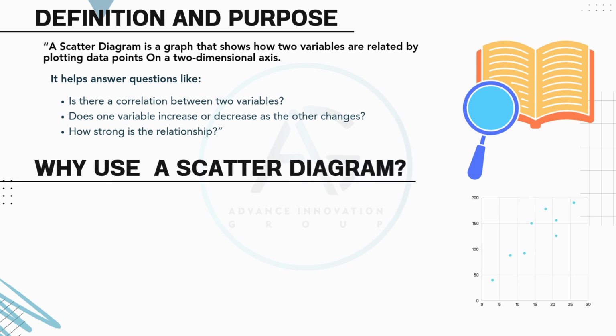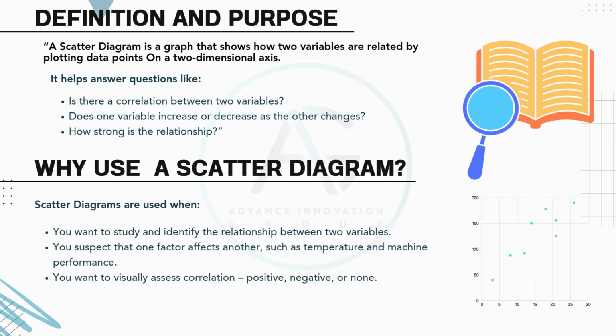Why use a scatter diagram? Scatter diagrams are used when you want to study and identify the relationship between two variables. You suspect that one factor affects another, such as temperature and machine performance. You want to visually assess correlation, positive, negative, or none.